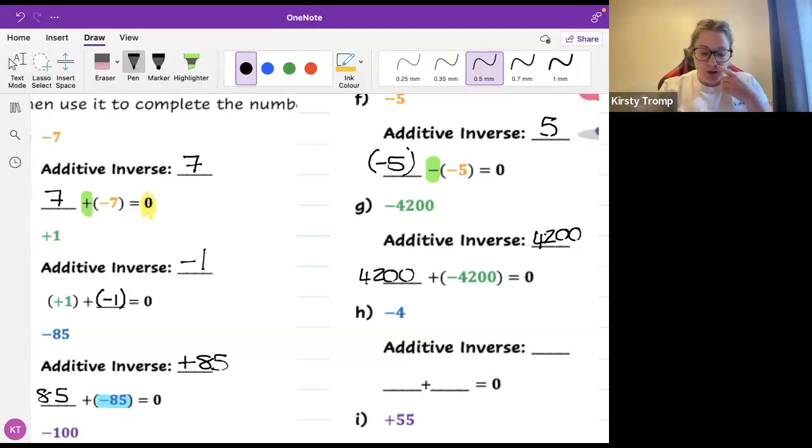So like the one I've just put on the board now, for G, negative 4,200, all right? The additive inverse for negative 4,200 is 4,200. And when you take 4,200 and add it to negative 4,200, it doesn't matter, you're always just going to get 0. So when you take a number and its opposite, its additive inverse, it's always going to give you 0.